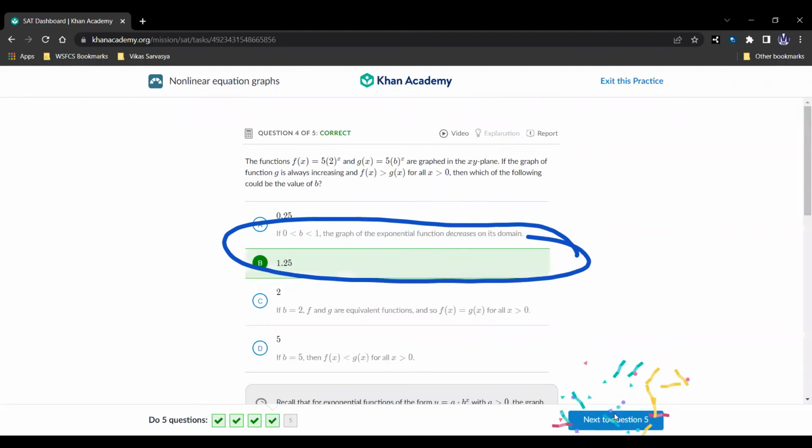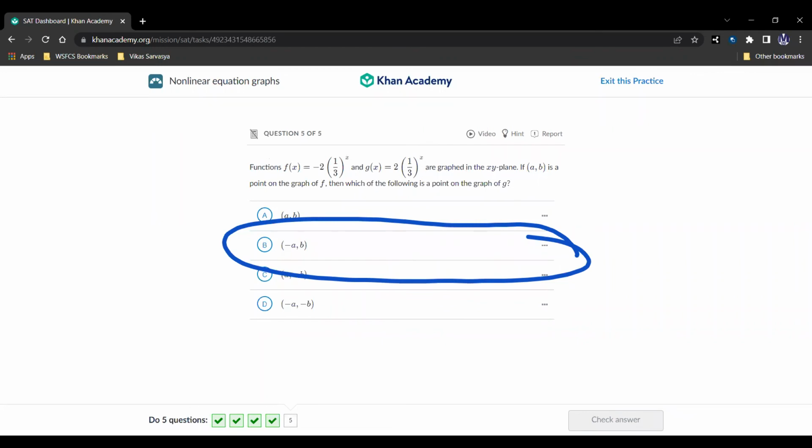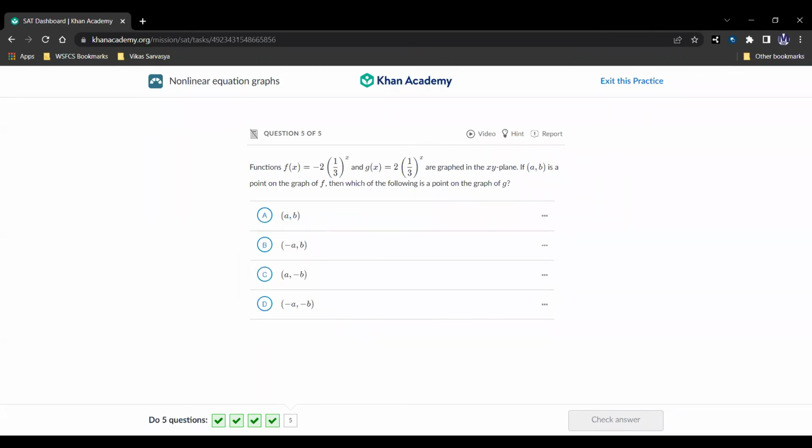And let's move on. All right, question number 5, and here we are. Functions f of x equals -2 times 1/3 to the x, and g of x equals 2 times 1/3 to the x are graphed in the xy plane. If (a, b) is a point on the graph of f, which of the following is a point on the graph of g? Well, let's see.